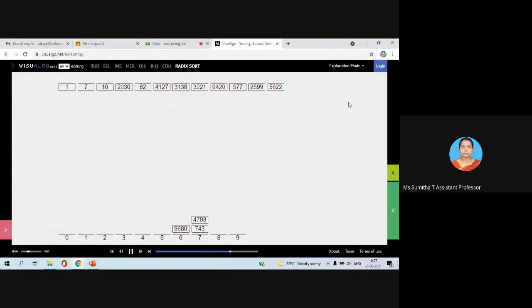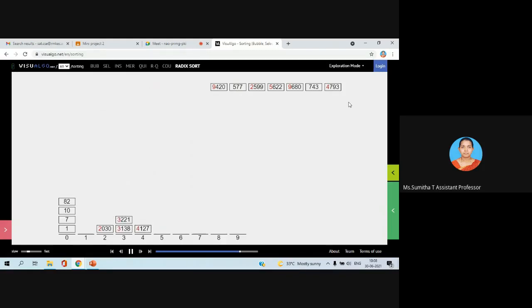Yes, now the 100th place is over. We have to arrange the elements based on the next position. Here we have 4 digits, so we need to go with 4 passes.